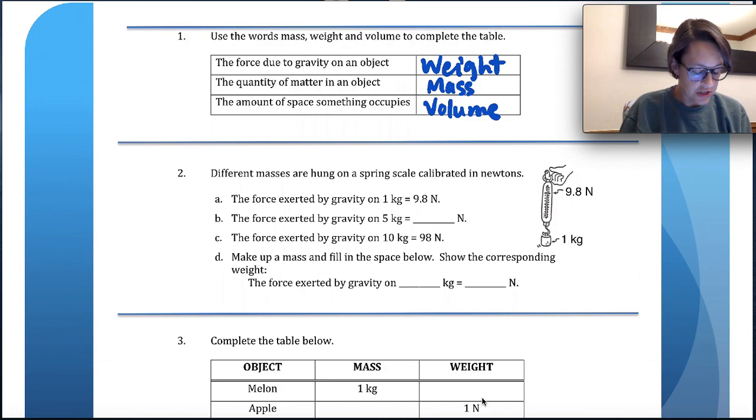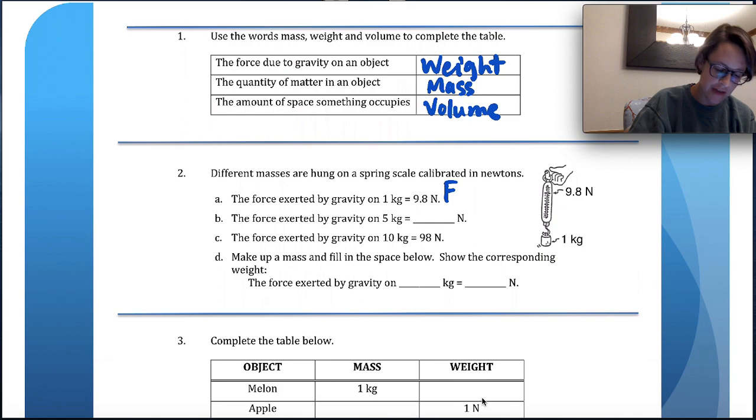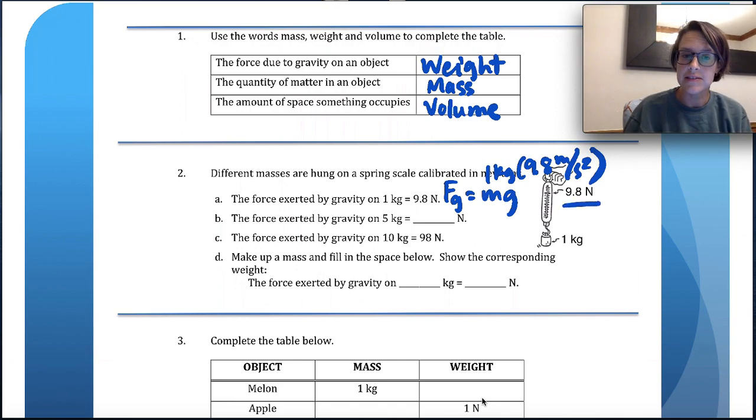Part 2, they show you that in letter A, the force exerted by gravity on 1 kilogram is equal to 9.8 newtons. So the way that they did that is they used the Fg formula, m times g. So they put 1 kilogram times 9.8 meters per second squared, and that gave us the 9.8 newtons.